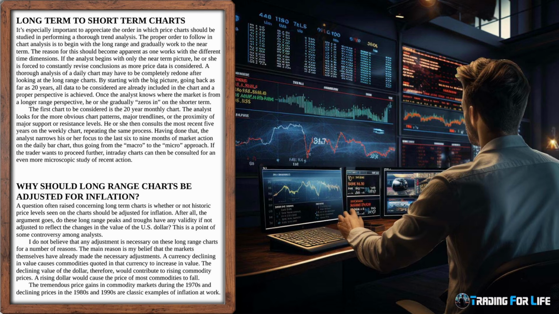Once the analyst knows where the market is from a longer range perspective, he or she gradually zeroes in on the shorter term. The first chart to be considered is the 20-year monthly chart. The analyst looks for the more obvious chart patterns, major trend lines, or the proximity of major support or resistance levels. He or she then consults the most recent 5 years on the weekly chart, repeating the same process. Having done that, the analyst narrows his or her focus to the last 6 to 9 months of market action on the daily bar chart, thus going from the macro to the micro approach.